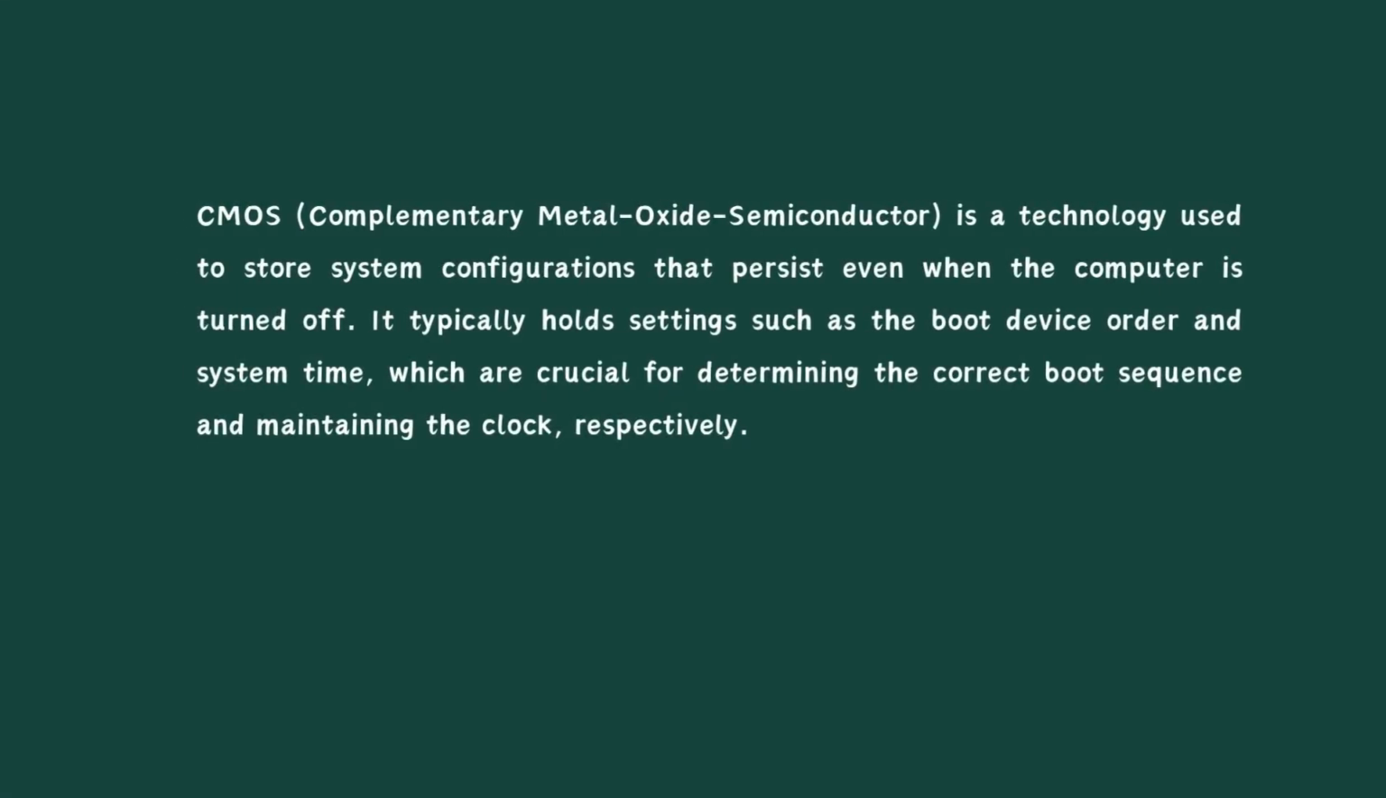CMOS, complementary metal oxide semiconductor, is a technology used to store system configurations that persist even when the computer is turned off. It typically holds settings such as the boot device order and system time, which are crucial for determining the correct boot sequence and maintaining the clock, respectively.